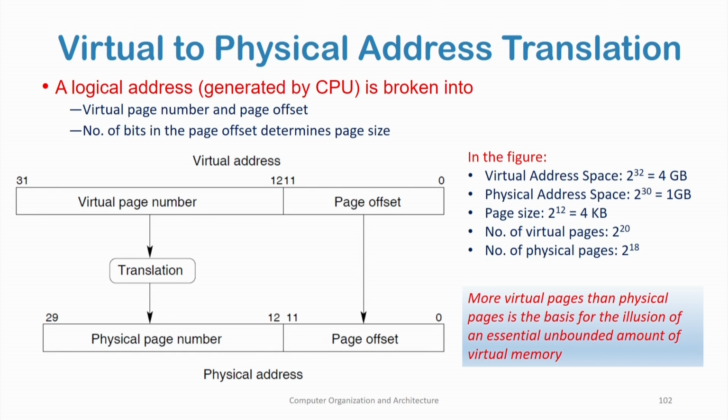So, virtual to physical address translation. A logical address generated by the CPU is broken into a virtual page number and a page offset.